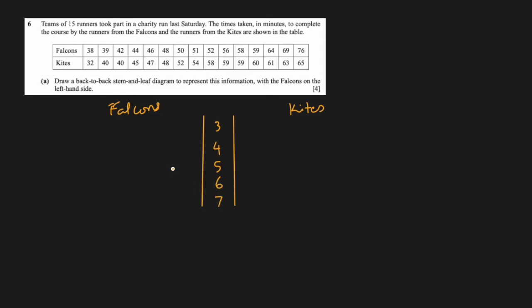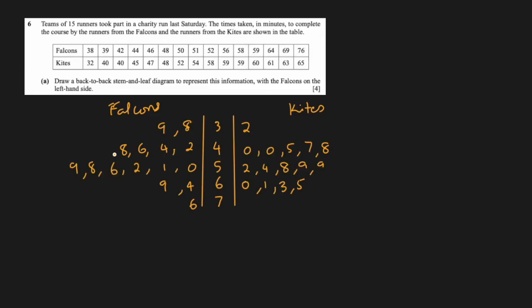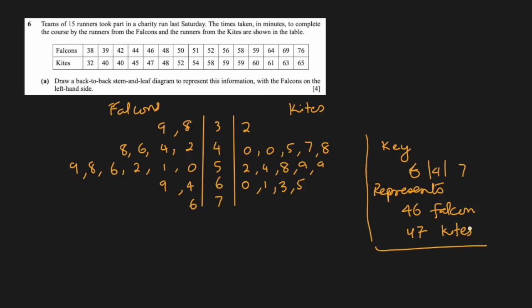I will just fast forward this video also, and I'll finish and explain to you what happened. So I have drawn the stem and leaf diagram, and I will write the key here. Always write a key. So if I write 4 here and 6 and 7 here, it represents 46 for falcons and 47 for kites. This is the key which should be explained.